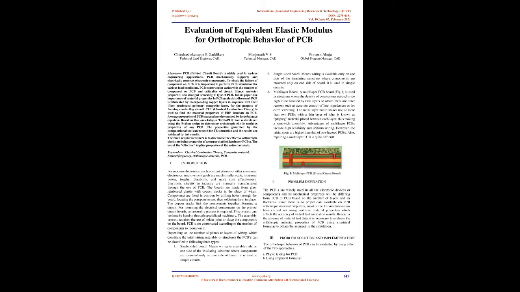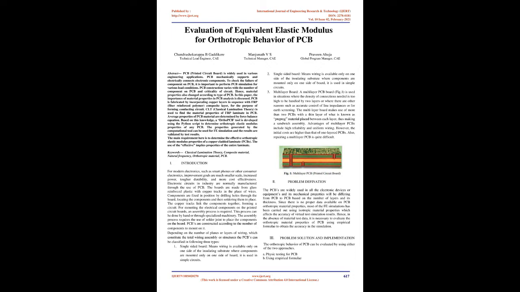The boards are made from glass-reinforced plastic with copper tracks in the place of wires. Components are fixed in position by drilling holes through the board, locating the components and then soldering them in place. The copper tracks link the components together, forming a circuit.